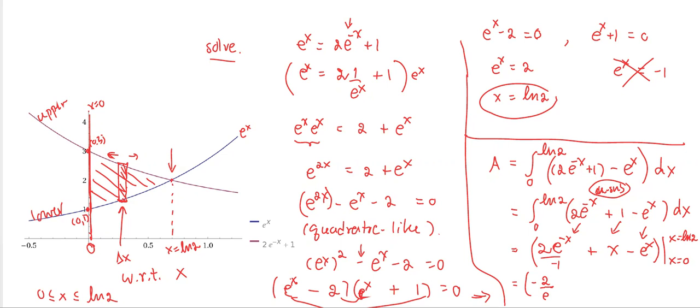So replace with natural log 2 for the first round of substitution, minus e^(natural log 2). And then for the second one, replace with 0: negative 2 divided by e^0, plus 0, minus e^0. After you clean up everything, the answer comes out as natural log 2 as the final result, the area bounded by this graph.